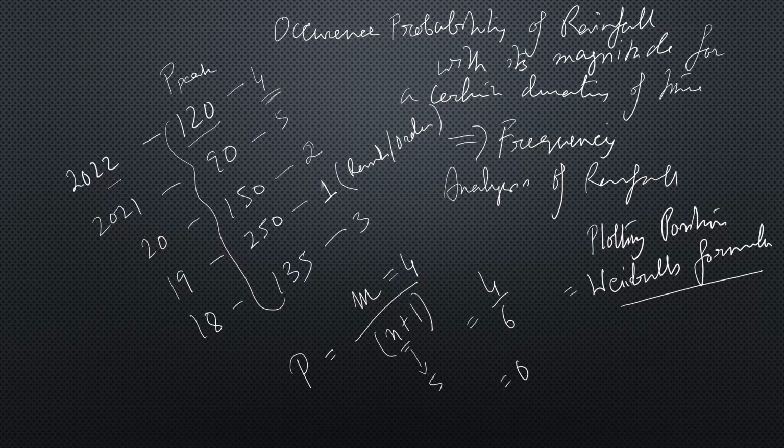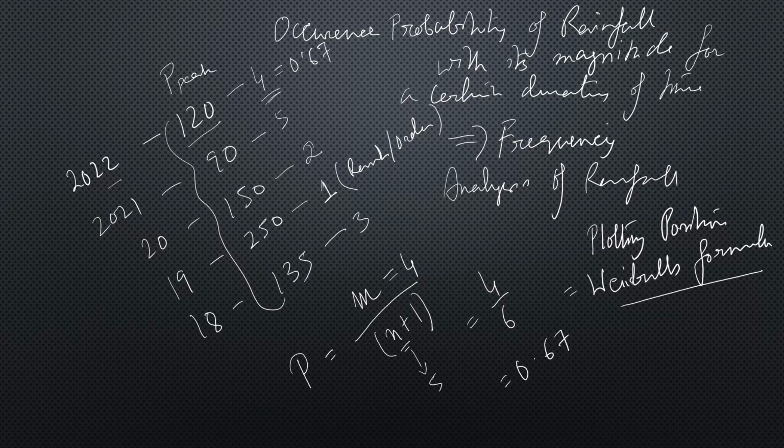Let us confirm it again on the calculator. Although it is very easy, yes, 0.666, so 0.67. You can write this as 0.67. 0.67 is the probability of this rainfall.